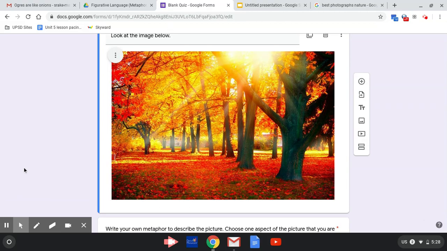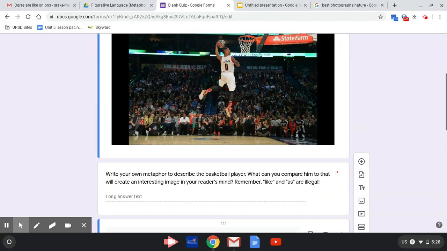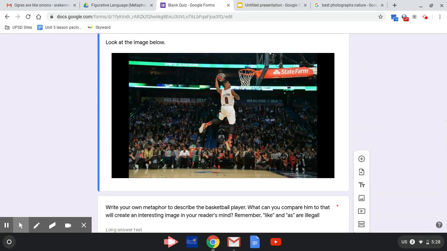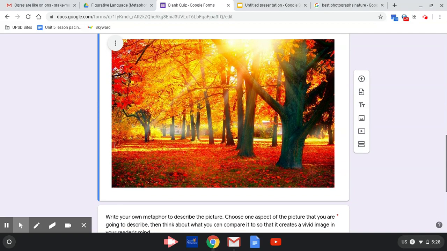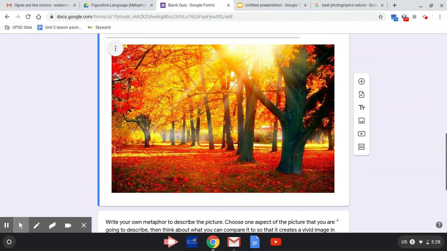Now that you've written your metaphor to describe the basketball player Damian Lillard, we're going to give this one more bit of practice here and describe this image. So what in this image can you latch onto and compare to something else that will create a vivid description in your reader's mind? So I'm looking at this and I'm seeing a lot of really bright colors. It's fairly similar to the image that we saw yesterday, actually.